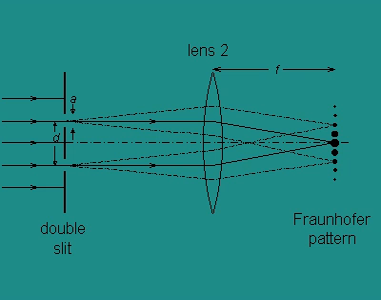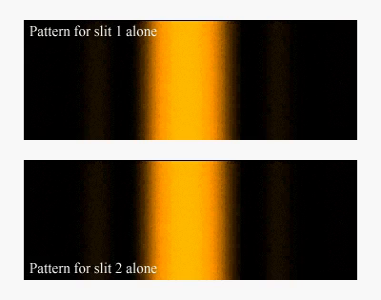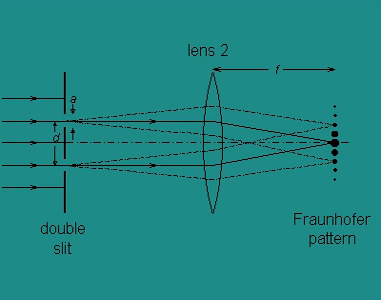Each slit separately creates a single slit diffraction pattern, and both patterns are centered on the axis. This may at first seem unlikely, but remember that all rays incident on a lens parallel to the axis will be refracted to pass through the focus, so the rays passing straight through the slits will end up at the focus.